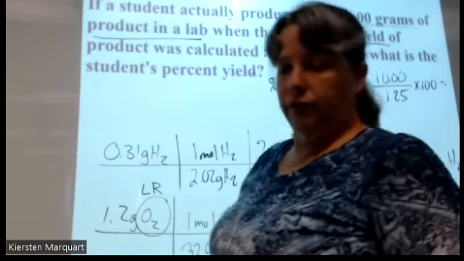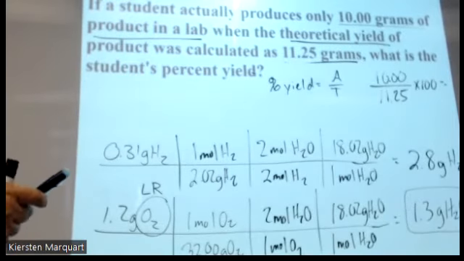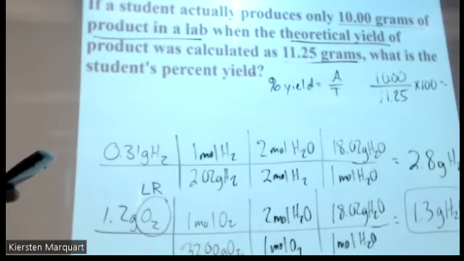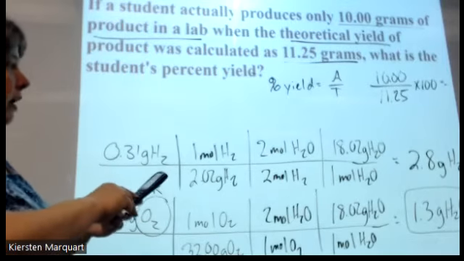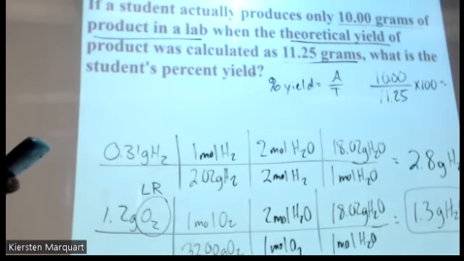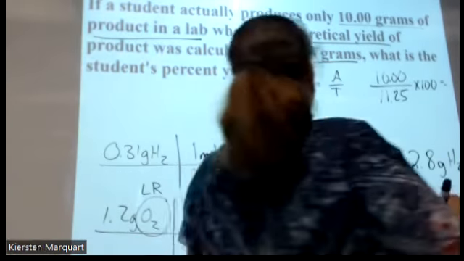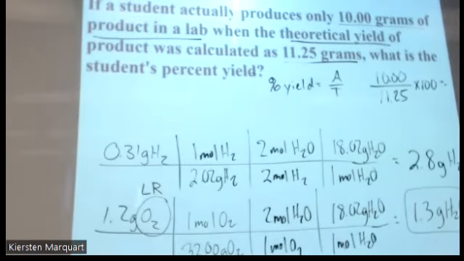So we take the actual divided by the theoretical times 100. We always do that times 100 to turn it into a percent. Otherwise, it is just a decimal. With 4 sig figs, that gives us 88.89%. That's a pretty high yield. It means in the lab, I was able to form pretty close to what I should have been able to form.